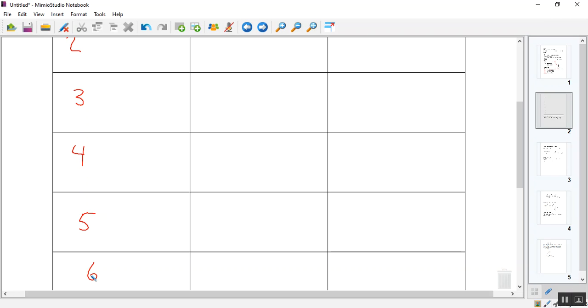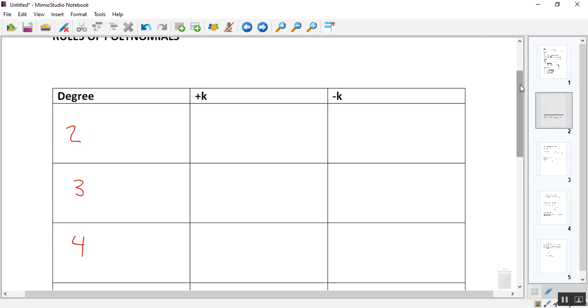Okay, let's talk real quickly, kids. A degree 2 function, what kind of graph would that be? A U shape, right?